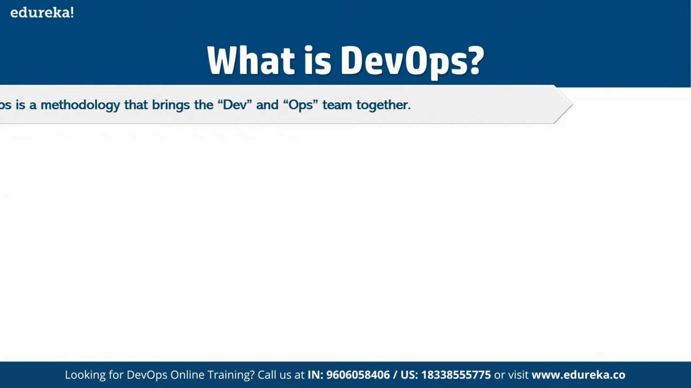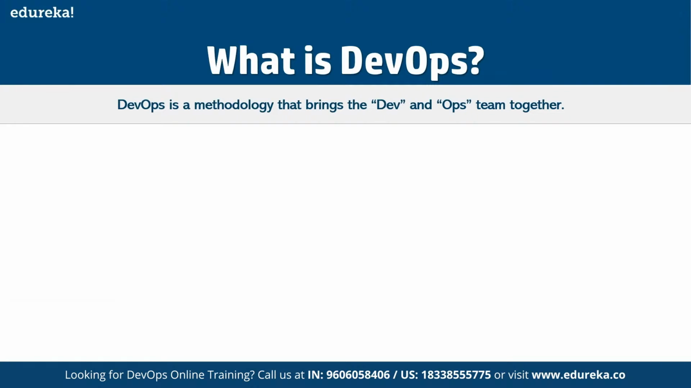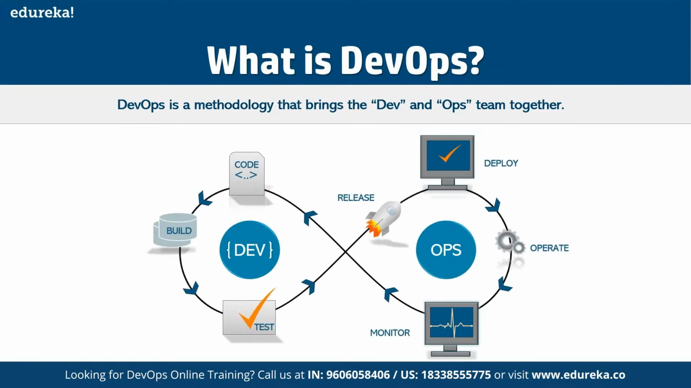So we already discussed it. DevOps is a methodology where I bring my development and operations together. As a developer, I got the requirement from my client and I start writing the code. This code is written in a high level language, and then I build or compile this code and make it into a machine readable or binary code.